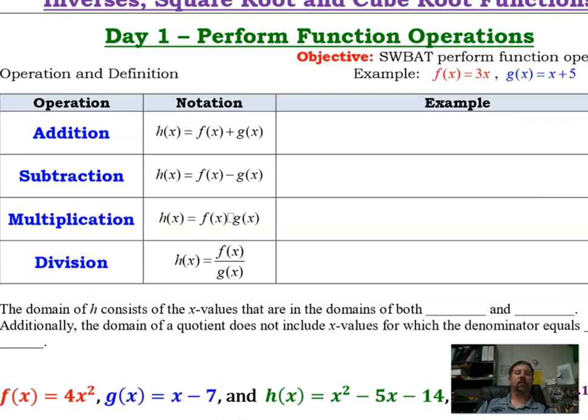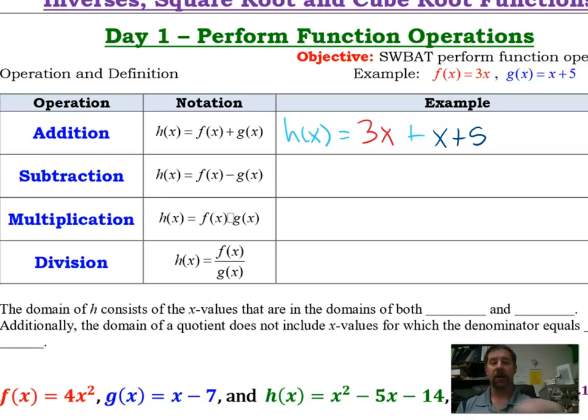Let's start with addition. If I wanted you to find a new function h of x, and I get that by doing f of x plus g of x, the way we would find that is by doing h of x is equal to 3x, my f function, plus x plus 5, my g function. I'm just going to plug those functions in for the ones where they're missing right here. f of x, g of x. I'm just going to plug those in.